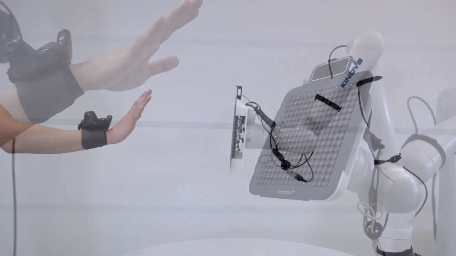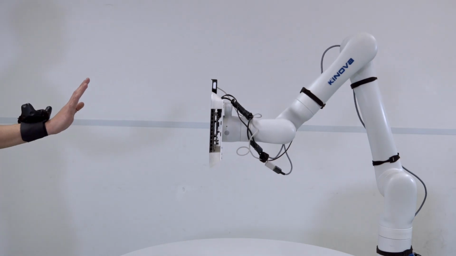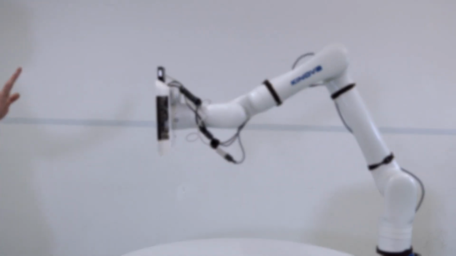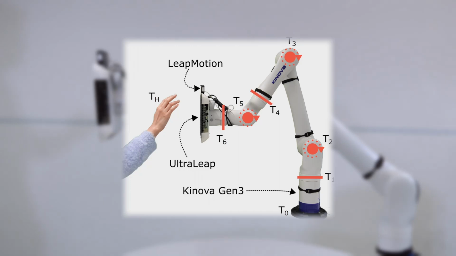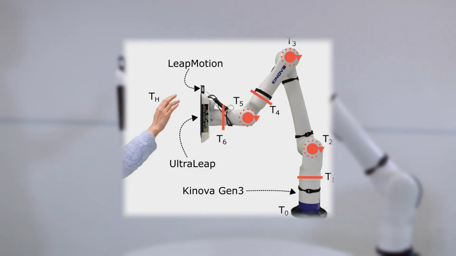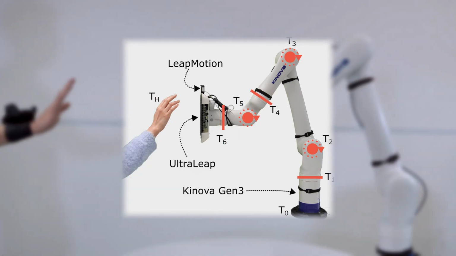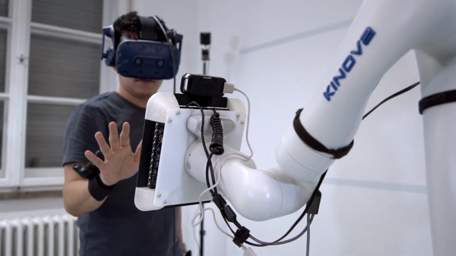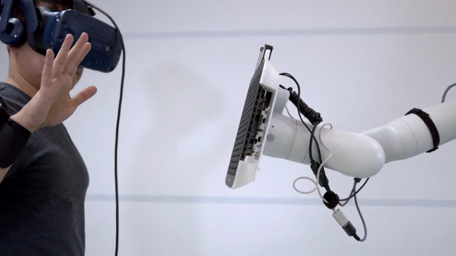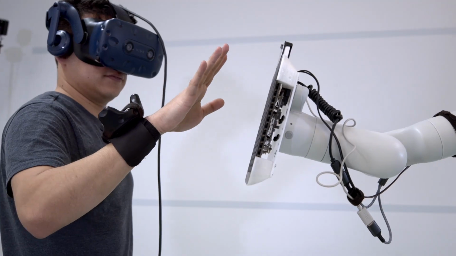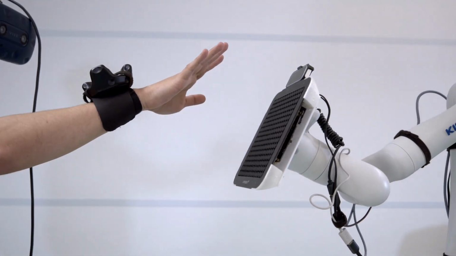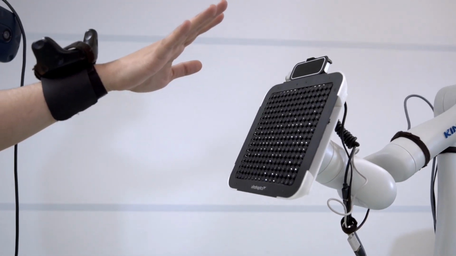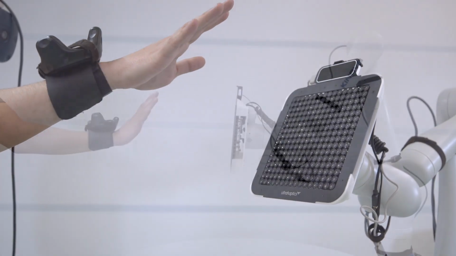The core components of our system are a Kinova 3rd generation cobot to drive the ultrasonic array, an Ultraleap device with a Leap Motion camera to render haptics and track the hand position, and an HTC Vive Pro headset. It is important to highlight that due to the potential for the Leap Motion to lose track of the hand, we also employed a Vive tracker on the wrist for backup tracking. Using only this set of devices, we are able to increase the workspace of ultrasonic mid-air haptics without requiring an increase in the size of the arrays or the number of transducers.